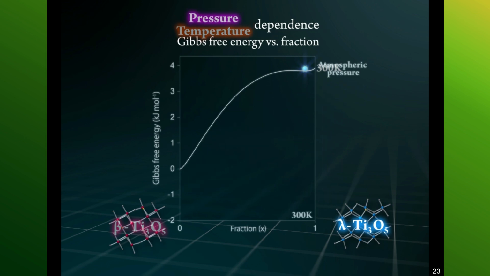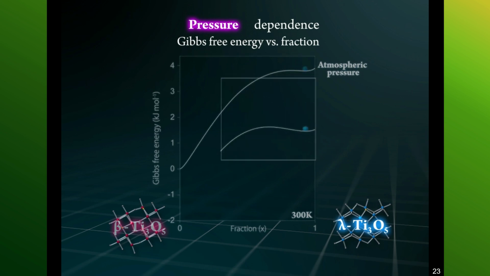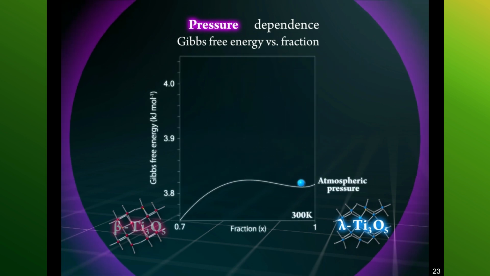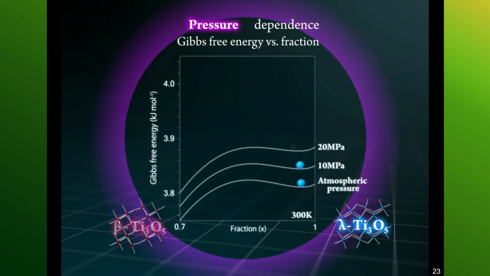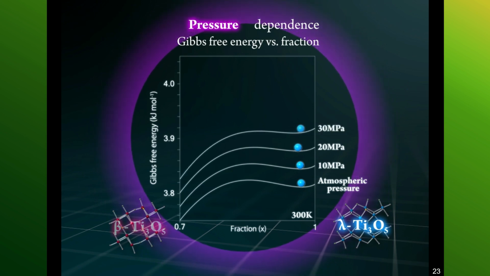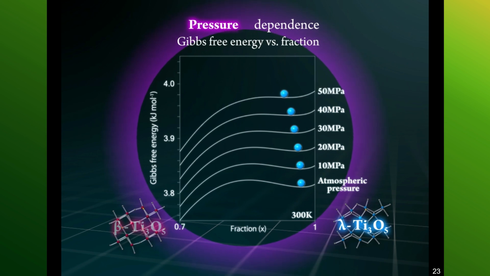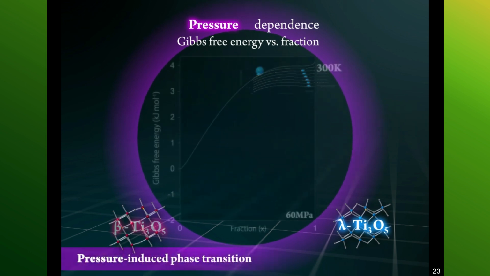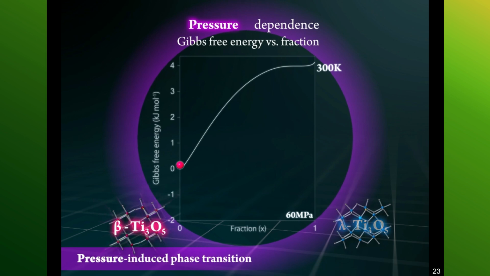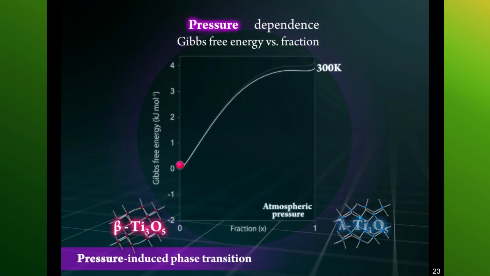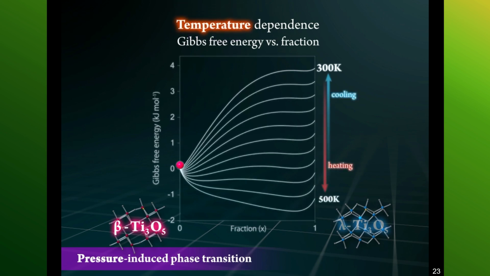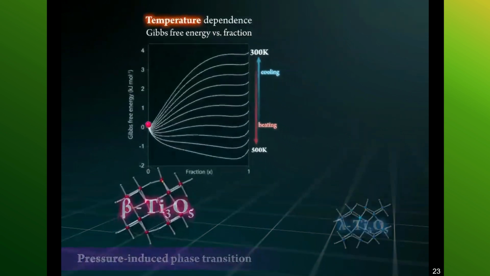Here, we focus on the Gibbs free energy curve at 300 Kelvin and take a look at the effect of external pressure. By the application of pressure, the Gibbs free energy curve gradually changes, and at 60 megapascals, the energy barrier disappears, causing the phase transition from lambda to beta phase, shown with the red ball. When the pressure is released, the energy barrier reappears, but beta phase is maintained since it is energetically stable.